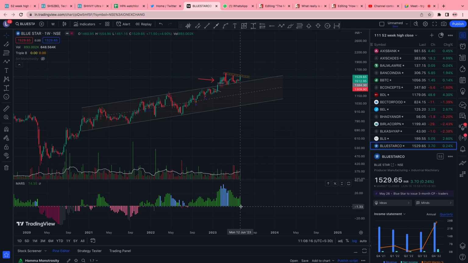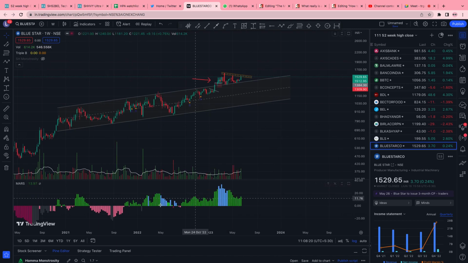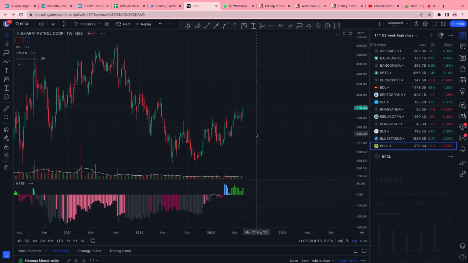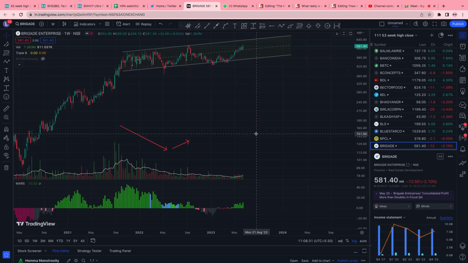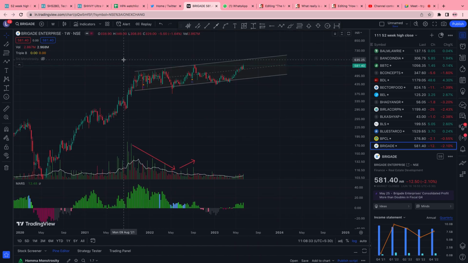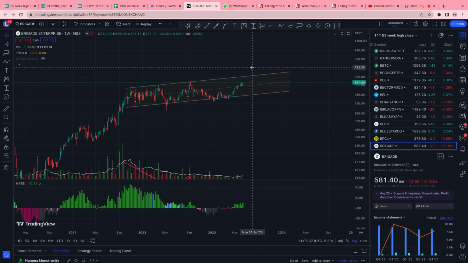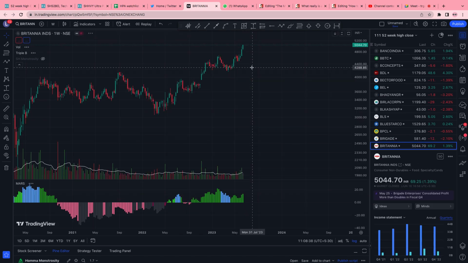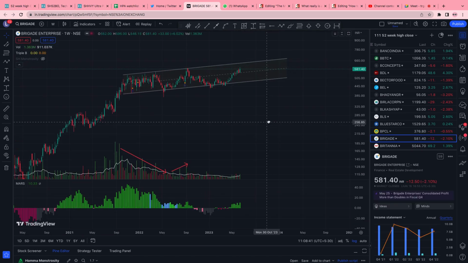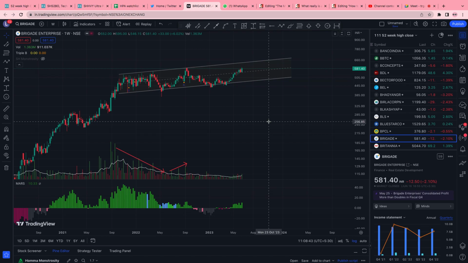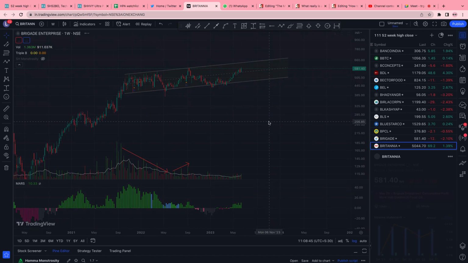Already started today. Last week's candle was a nice candle, which means that we already know that RS, relative strength, is already high, but it will probably start to pick up again. Yep. So Brigade Enterprise is in an ascending channel, a small ascending channel. I believe the breakout is going to come here also, because I think these are realty stocks. Realty is also starting to do well.